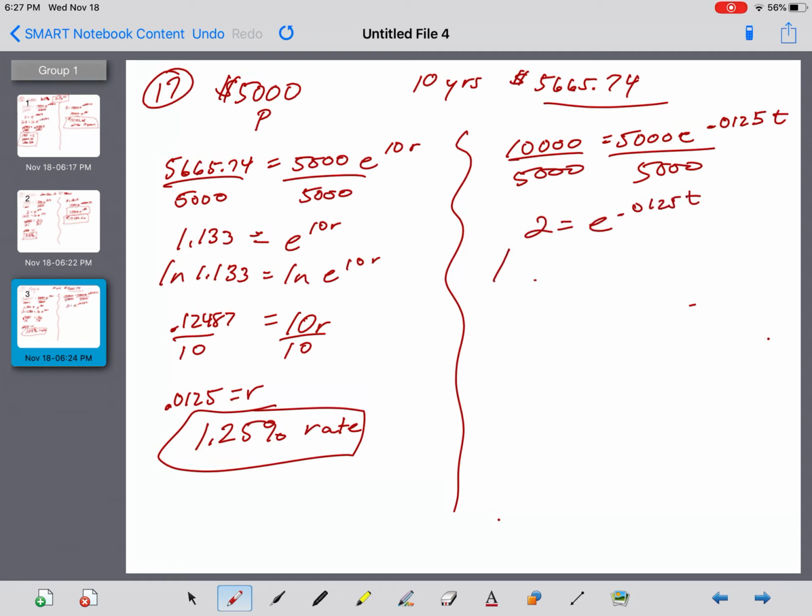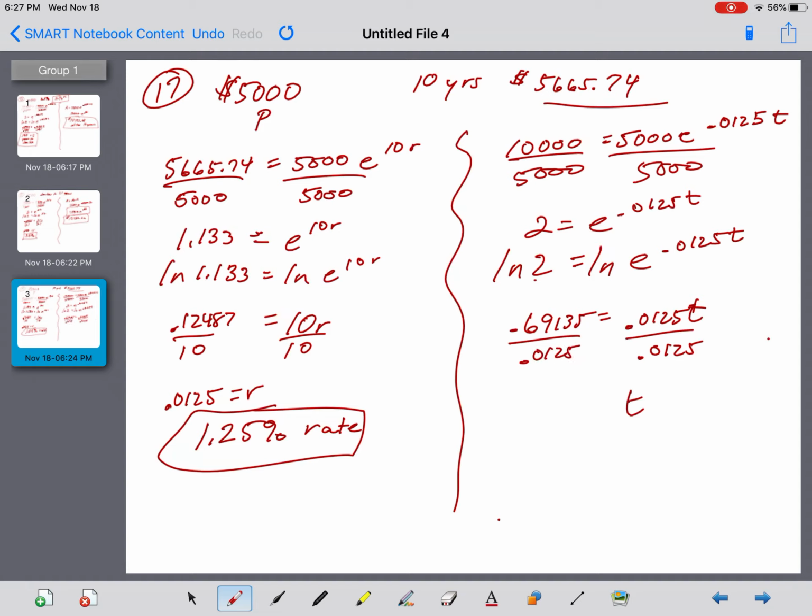e to the 0.0125t. Then you'll natural log both sides. And the natural log of 2, that same 0.69315, is equal to 0.0125t. Oops, that's a t right there. So divide by 0.0125. Sorry for my sloppy handwriting. And the time to double is about 55.5 years.